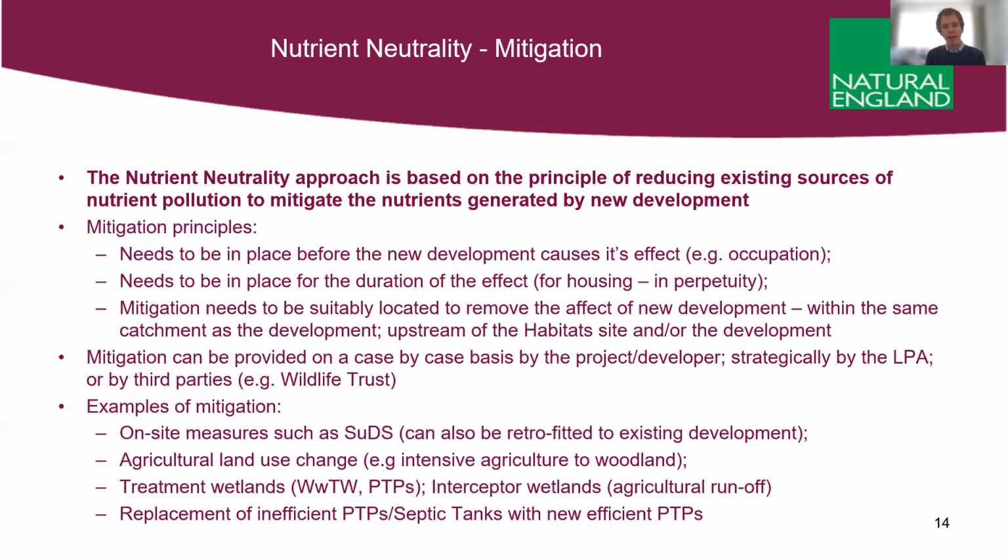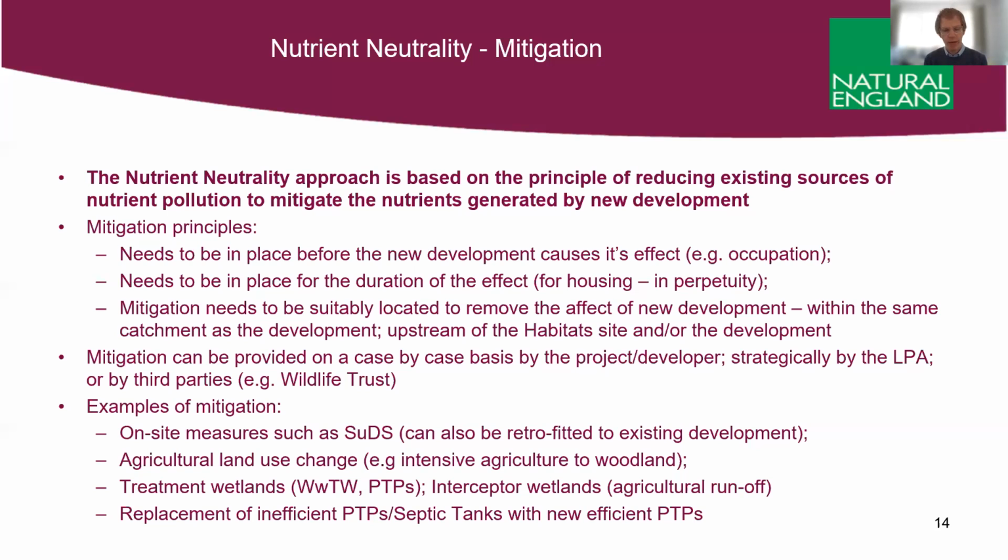Then we've got agricultural land use change. This is probably the most widely used mitigation measure that's come forward thus far. I would highlight that it's much more cost effective for nitrogen than it is for phosphorus, because phosphorus tends to bind to soil far more readily than nitrogen does. So agricultural land use change is not such an efficient mitigation measure for phosphorus as it is for nitrogen, but essentially it's taking land out of intensive agriculture and converting it to woodland.